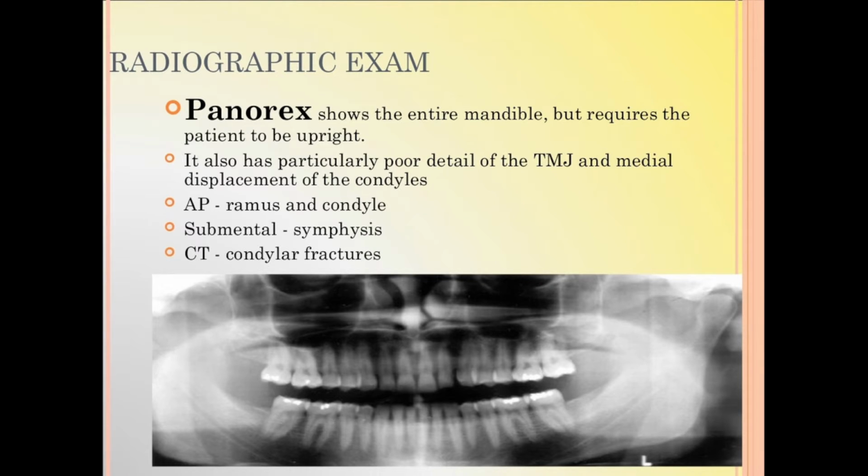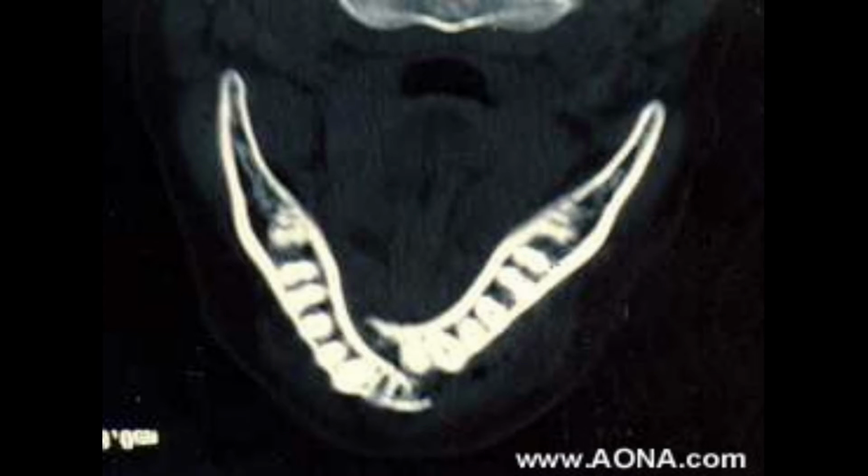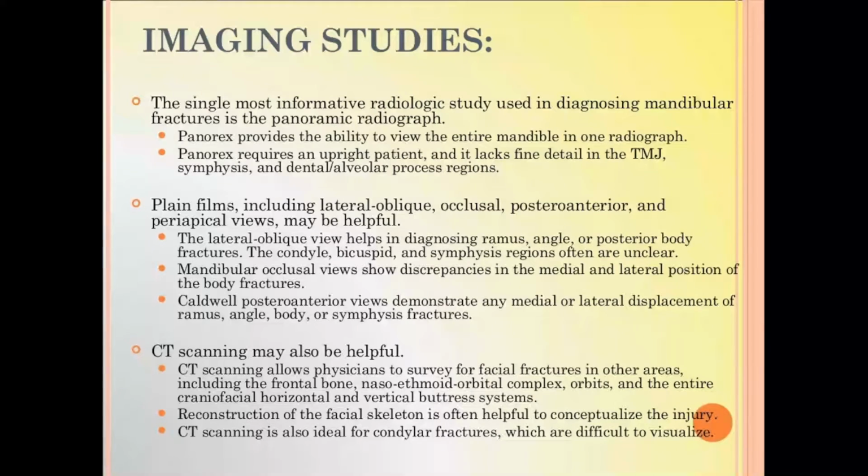To make the correct diagnosis, radiographic examination helps. Panorex shows the entire mandible but requires the patient to be upright. It also has particularly poor detail of the TMJ and medial displacement of condyles. AP ramus and condyle, submental symphysis, CT condylar fracture are examples of radiographic examination, X-ray examination.